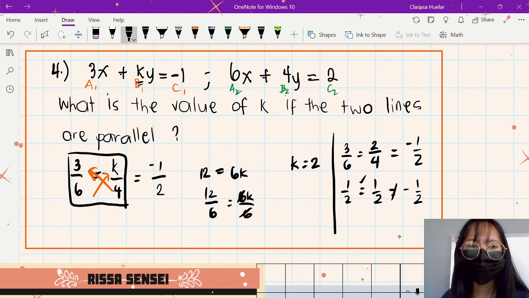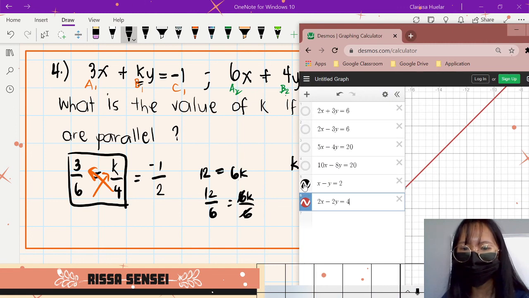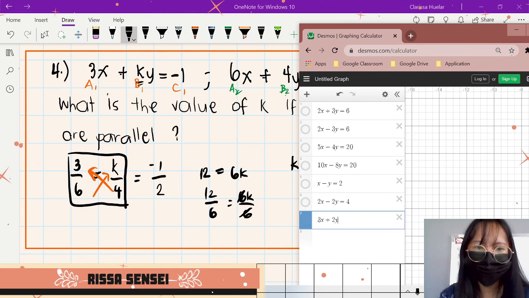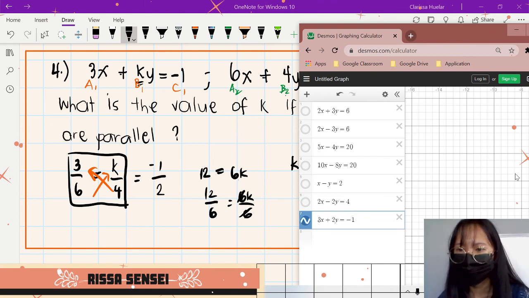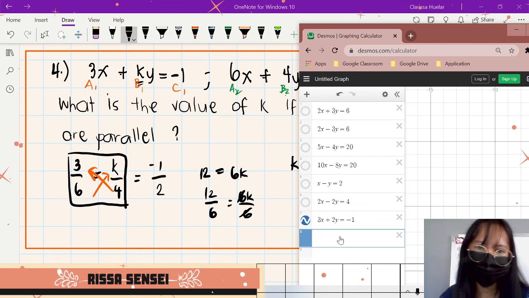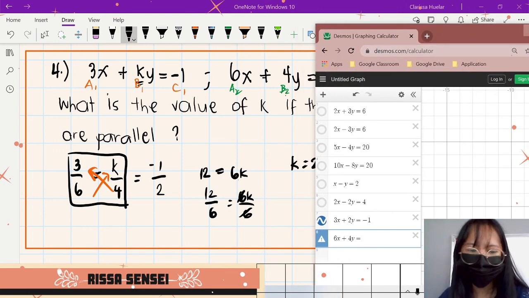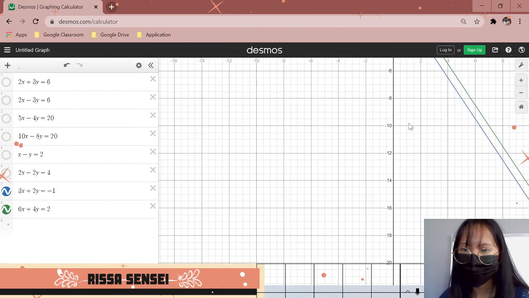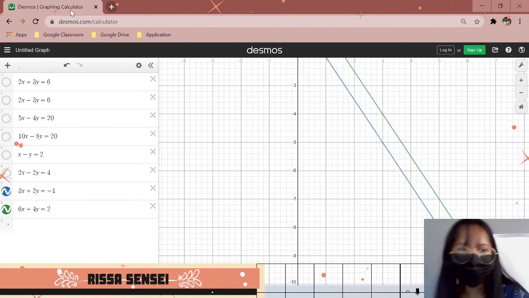Okay? So, ang ating equation ngayon ay 3x plus 2y equals negative 1. Tapos yung isa ay 6x plus 4y equals 2. Kapag ginraph natin, tignan nga natin kung parallel na talaga. 3x, ang value ng k natin ay 2. Tapos negative 1. Yung blue line later. Tapos yung isa, 6x plus 4y equals 2. Tingnan natin. Ayan. So, the two lines are parallel.